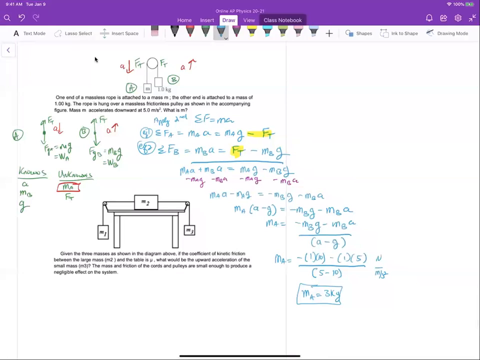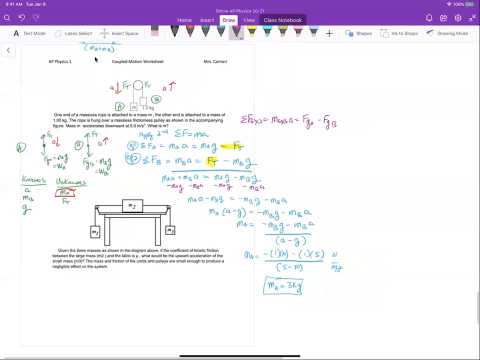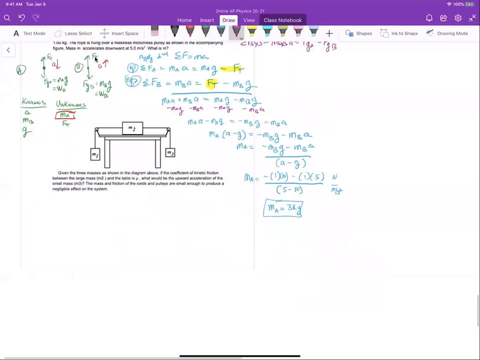Could have solved it too by doing the sum of the forces on the system. Sum of the forces on the system is equal to the mass of the system, which is mA plus mB, times the acceleration of the system. Two forces are external to the system, one creating acceleration, which is force of gravity on A minus the force of gravity on B. You would have had to plug in all your symbols and solve for mass of A. You would have gotten the same exact answer. You might find that a more efficient process.